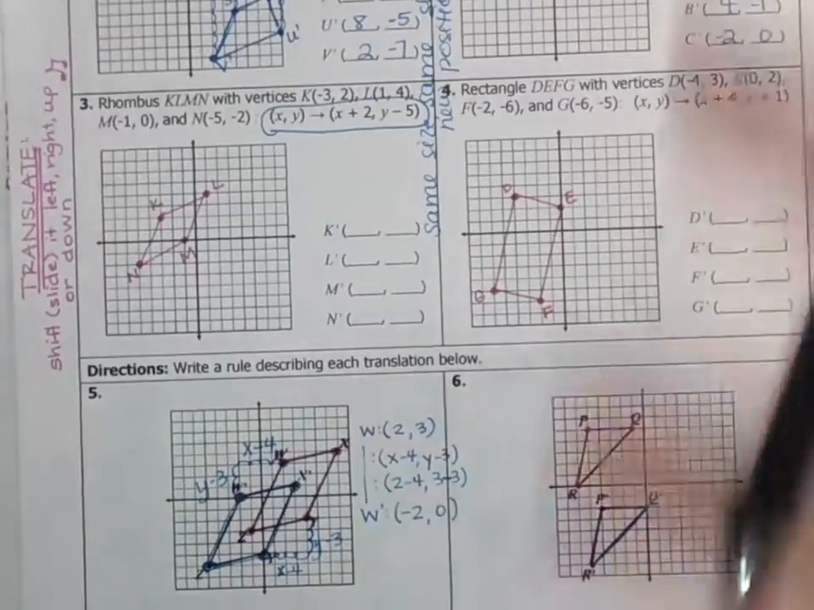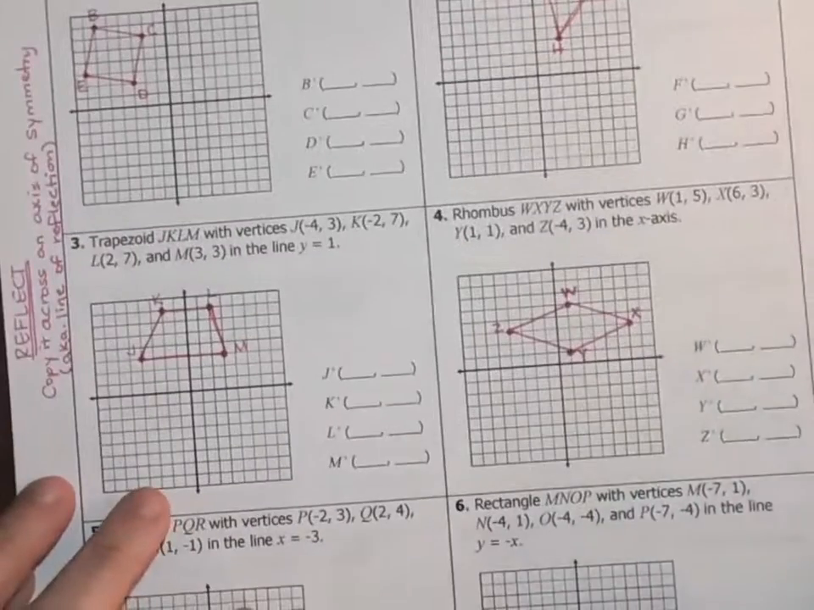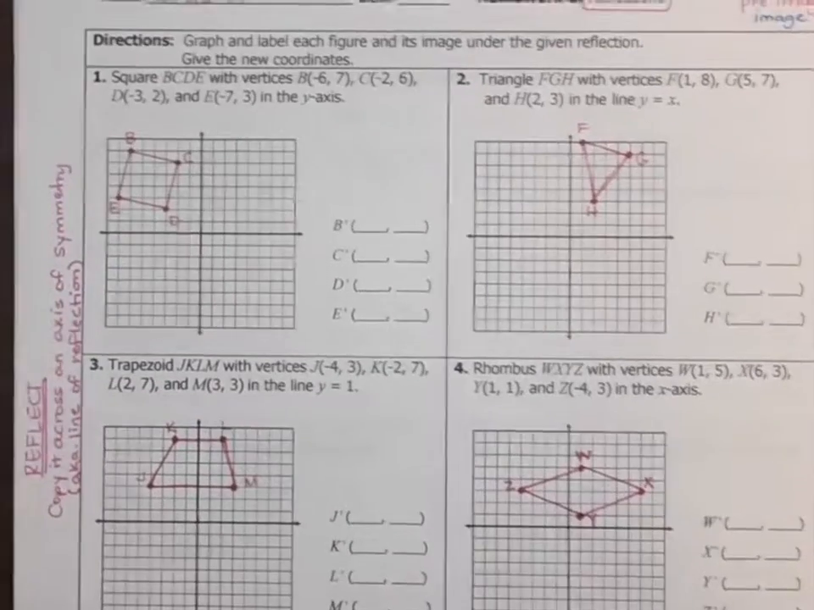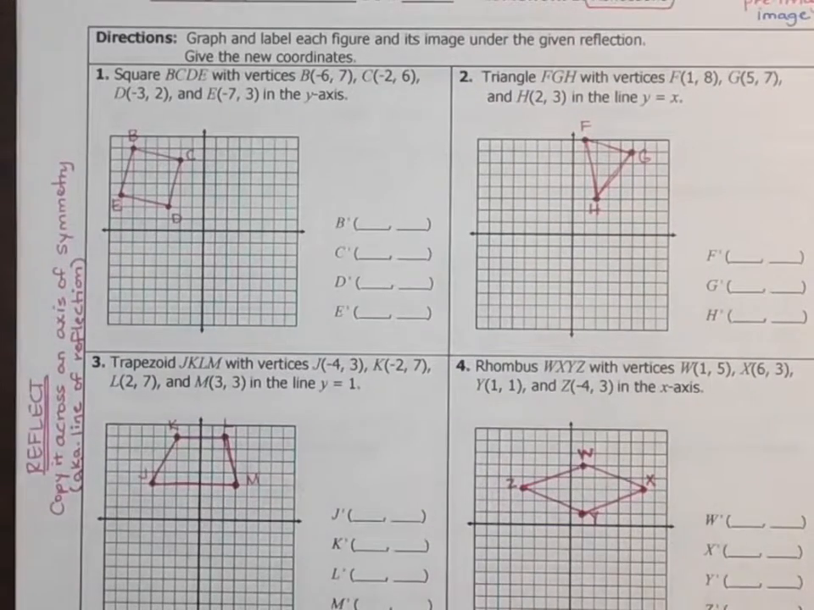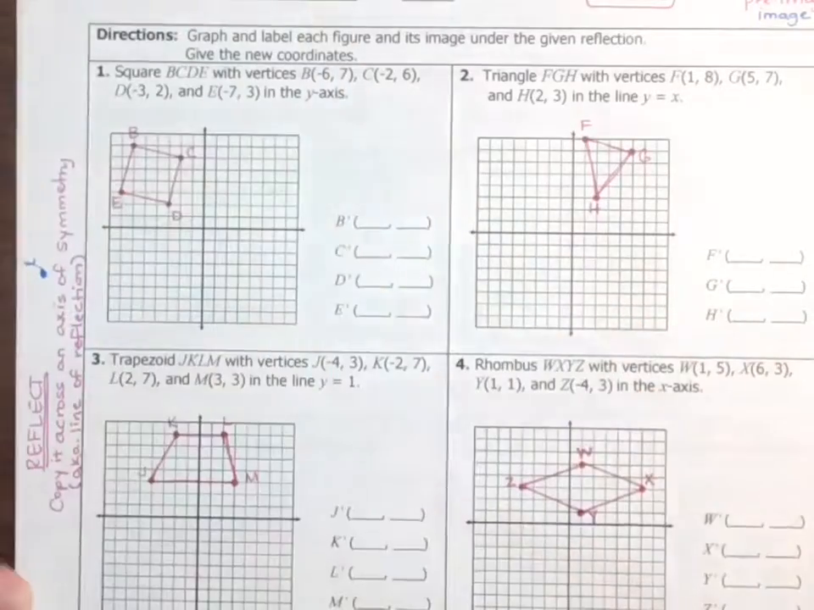All right, and certainly last but not least, we're going to do our reflections. So we have done rotate, turn it around; translate, shift it left, right, up, or down; and reflect, copy it across an axis of symmetry, or you can call it a line of reflection. Okay, here it is. Here's our little music. Draw a little music note there for you.